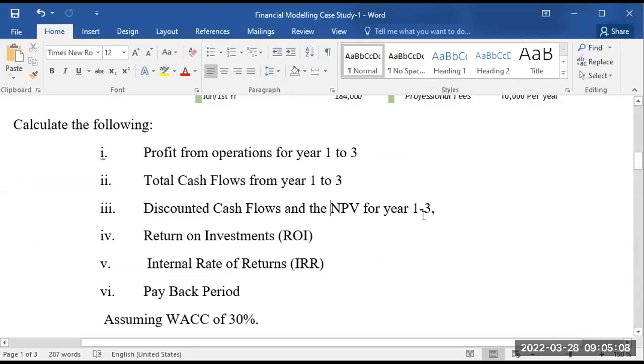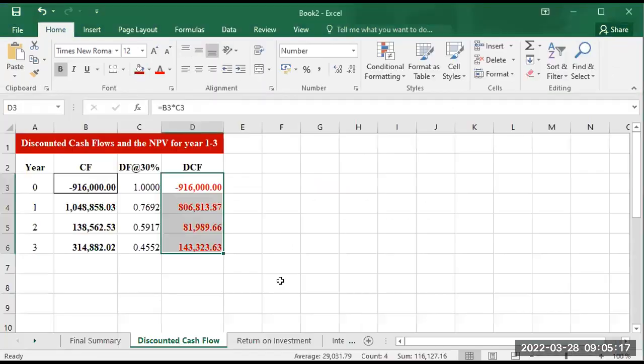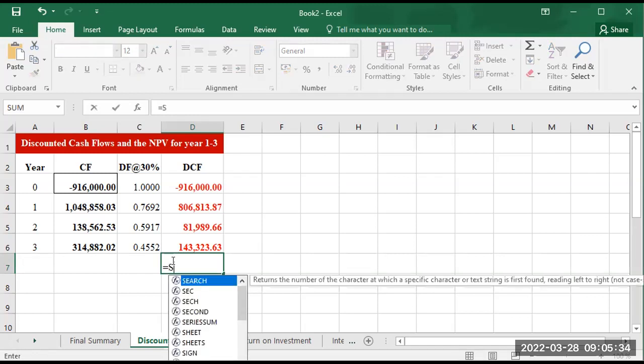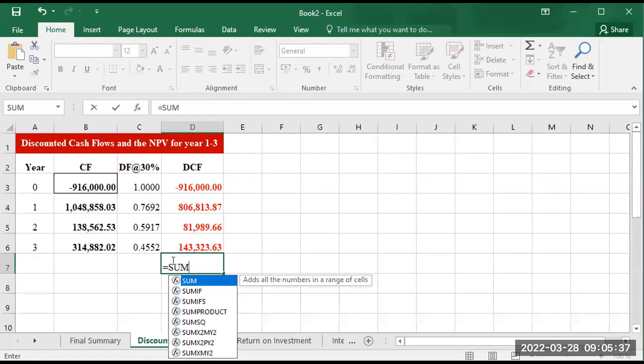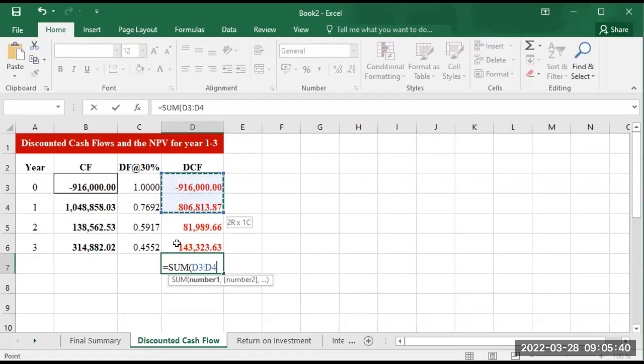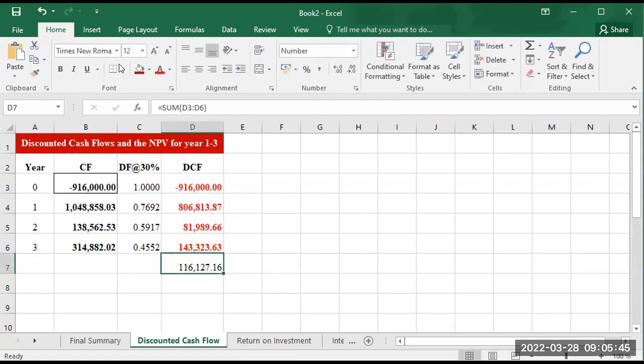But we're also asked to find the net present value. We've done the discounted cash flows, so let's go back and check. Once you've done the discounted cash flow, it's easy to get the net present value. What's the net present value? The net present value is simply a summation of all the discounted cash flows from year 0 up to year 3. So I'm using Excel as my calculator, adding all of this. So this is our net present value.